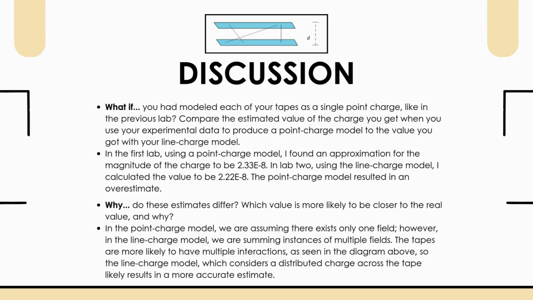Now for discussion. For starters, what if we had modeled that tape as a single point charge instead of that line charge model? Well, that's what we had done in the first lab, and we found that the point charge model resulted in an overestimate. Why do these estimates differ, and which one is more likely to be closer to the real value? In the point charge model, we are assuming that there exists only one field. However, in the line charge model, we are assuming instances of multiple fields. The tapes are more likely to have multiple interactions as seen in the diagram above, so the line charge model, which considers a distributed charge across the tape, likely results in a more accurate estimate.